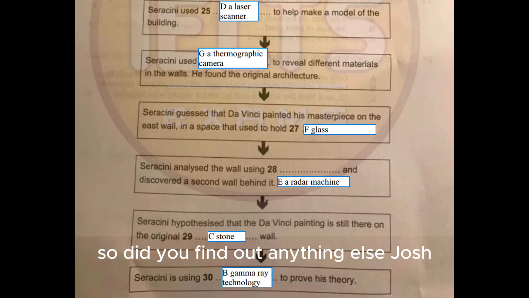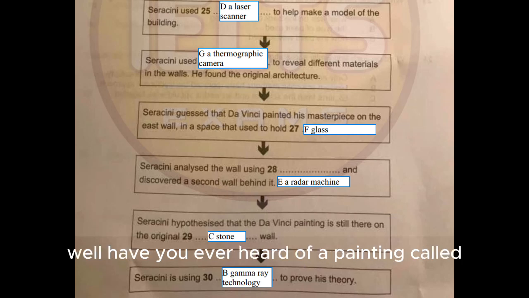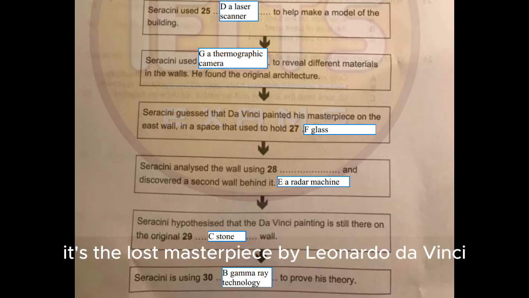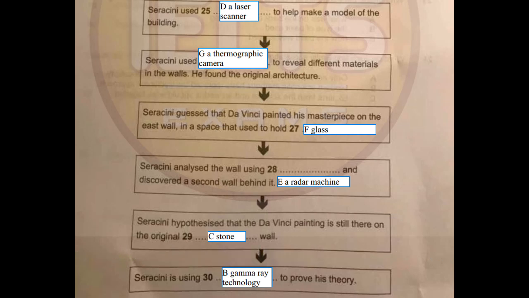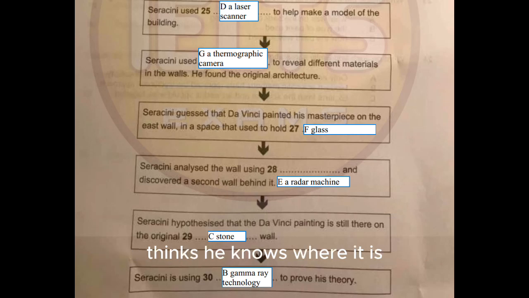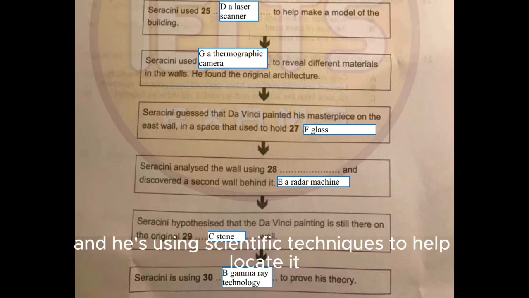So did you find out anything else, Josh? Well, have you ever heard of a painting called The Battle of Anghiari? I have actually. It's the Lost Masterpiece by Leonardo da Vinci, the famous Italian artist. What about it? Well, an Italian art analyst called Seracini thinks he knows where it is, and he's using scientific techniques to help locate it.